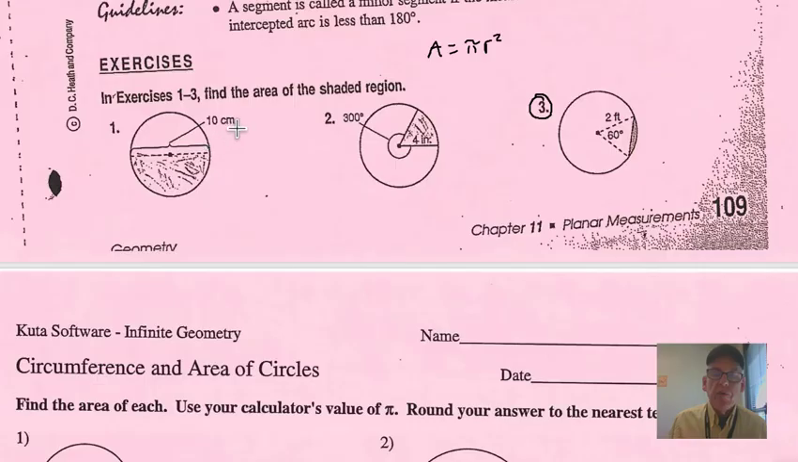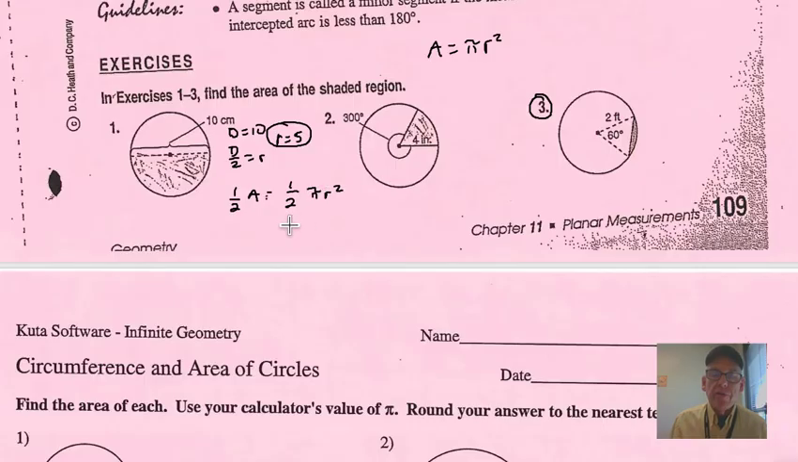Now, number 1, if the diameter is 10, the radius is half the diameter. So d divided by 2 equals the radius. The radius is 5. That's going to be important for that part. So the radius is 5, and then we want to find the area of the shaded region. Now they're showing us that half the circle is shaded. Here's the diameter. We're talking about half the circle. So we have half the area. And half the area is 1/2 pi r squared.